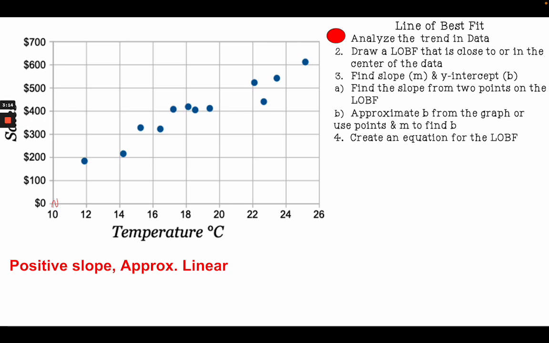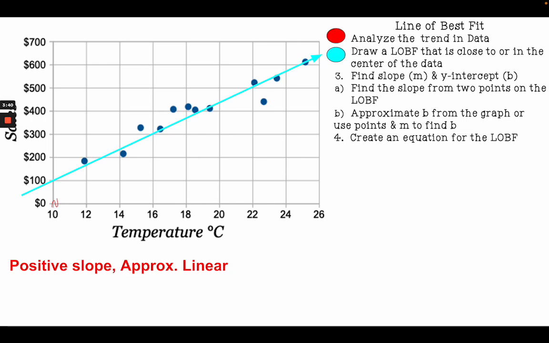So get your second color. Let's highlight, draw an LOBF, and take your straight edge. Let's draw a line through the center of all of the data that's there. Now, I'm going to line up my straight edge here. And there we go. Here is my line of best fit.